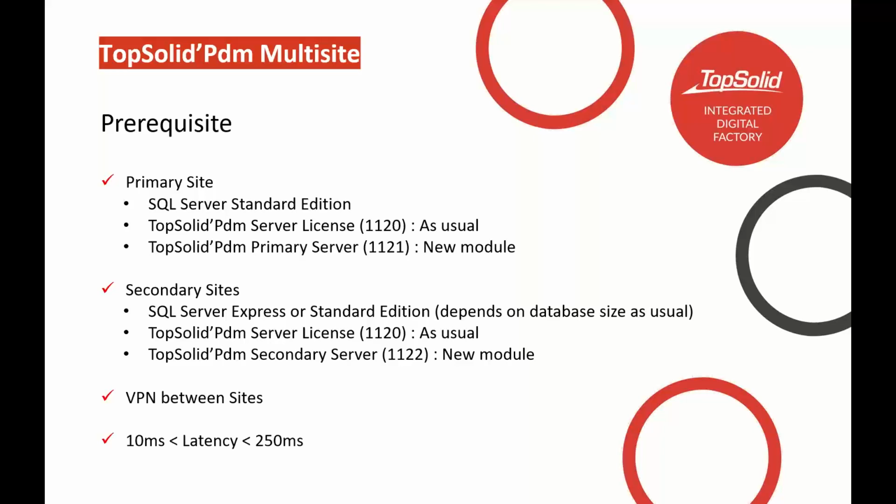And again, as I said in the previous slide, you need a VPN between sites. So you need to have a good, clean network set up. And then the latency, again, between sites on that VPN needs to be between 10 and 250 milliseconds.